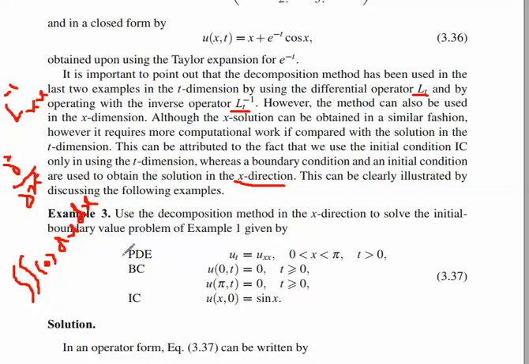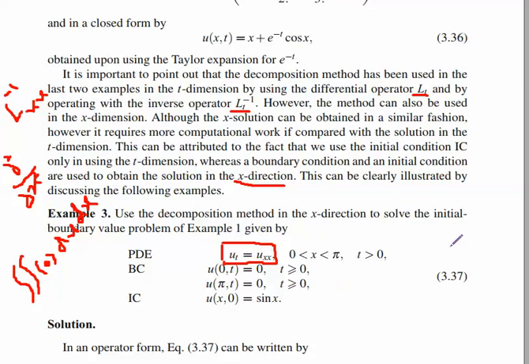Now the example is this one. We have a heat equation: partial u by partial t is equal to partial square u by partial x square, where x is between 0 and pi and t is greater than 0. One boundary condition is u(0,t) equal to 0 at the 0 surface, when x is 0, and t is greater than or equal to 0.